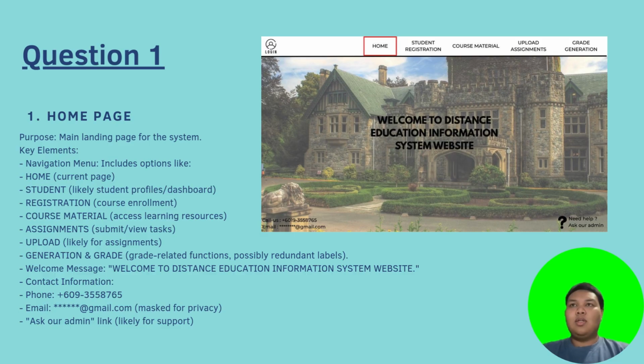Number 2, student, likely student profile and dashboard. Number 3, registration for course enrollment. Number 5, course material, access learning resource. Number 6, assignment for submit and view tasks. Number 7, upload, likely for assignment. 8, generation and grade.